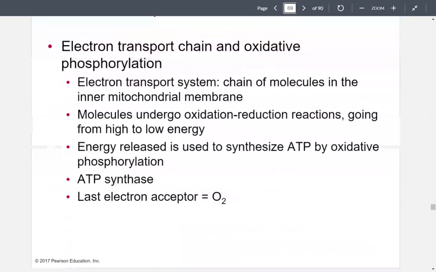This is a chain of molecules in the inner mitochondrial membrane, so its folds. Molecules are going to undergo oxidation-reduction reactions, going from high to low energy as the electrons are passed along them.